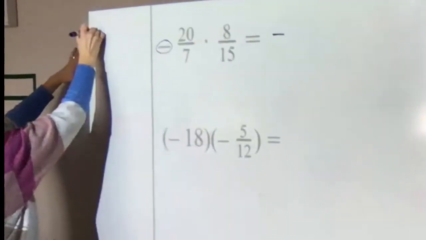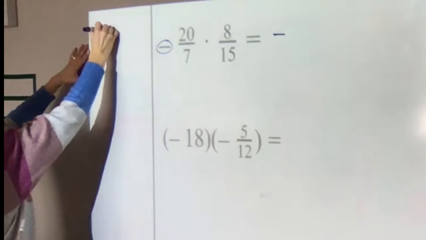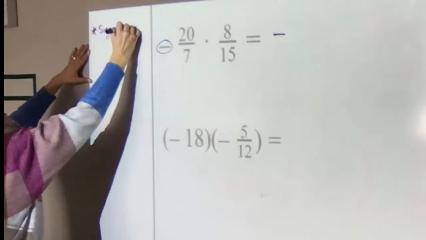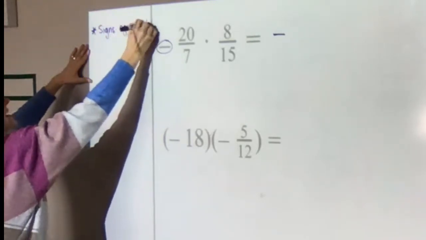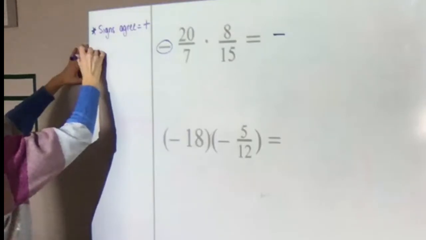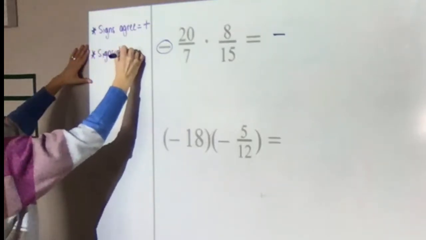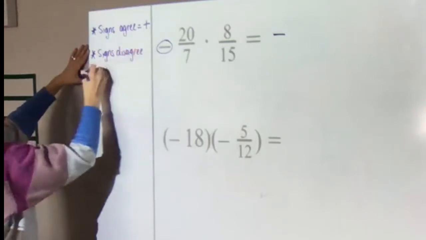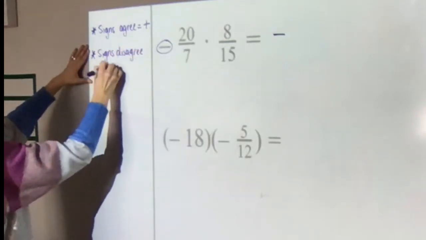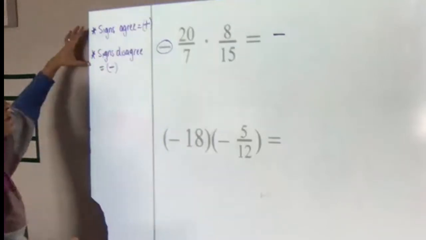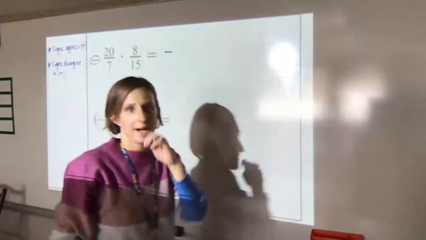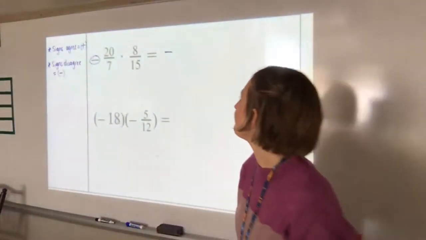Maybe you want to write a little note over on the left-hand side. Signs agree equals positive. Signs disagree, what does it equal? Equals negative. Give yourself that reminder for multiplying positive and negative numbers, okay?